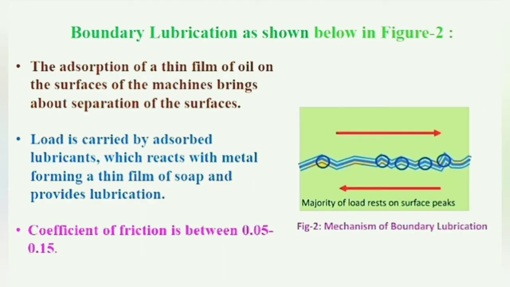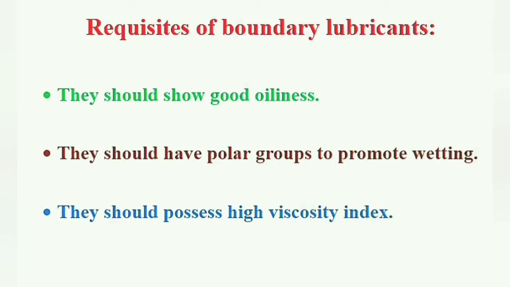Now let's see this figure to understand boundary lubrication. Here the adsorption of a thin film of oil on the surfaces of the machinery brings about separation of the surfaces. The arrowheads are showing the movement of the machine in opposite direction, and the load is carried by the adsorbed lubricants, which react with the metal, forming a thin film of soap.